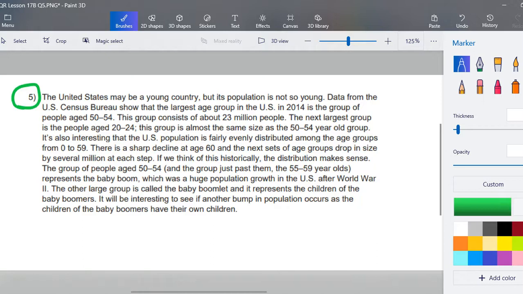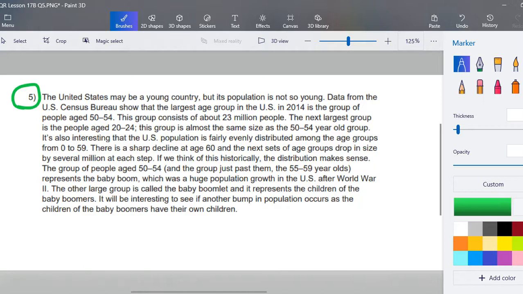Looks pretty good so far. This group consists of about 23 million people. The next largest group is the people aged 20 to 24. This group is almost the same size as the 50 to 54-year-old group. It's also interesting that the United States population is fairly evenly distributed among the age groups from 0 to 59. There's a sharp decline at age 60, and the next sets of age groups drop in size by several million at each step. That's very nice. I mean, not that they're dropping, but very nice at how it was written and seamlessly written.